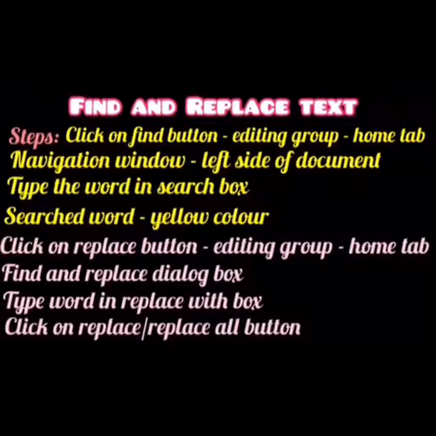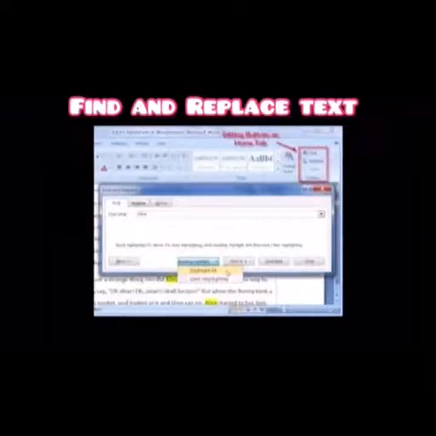If I click on replace all button, wherever the words are highlighted, all the words will be changed to the new word. So what are the steps? The first step is that you have to click on the find button in the editing group of the home tab. A navigation window will appear on the left side of the document. You have to type the word which you want to search in the document in the search box. Once you do that, all the words in the document will be highlighted in yellow color.